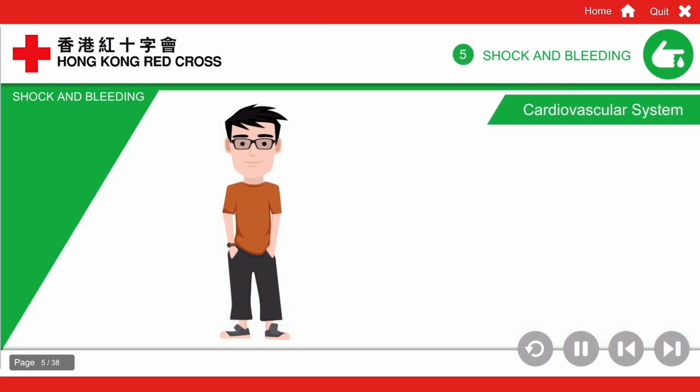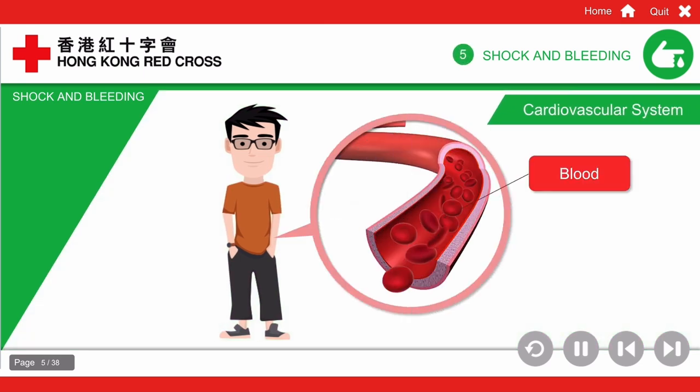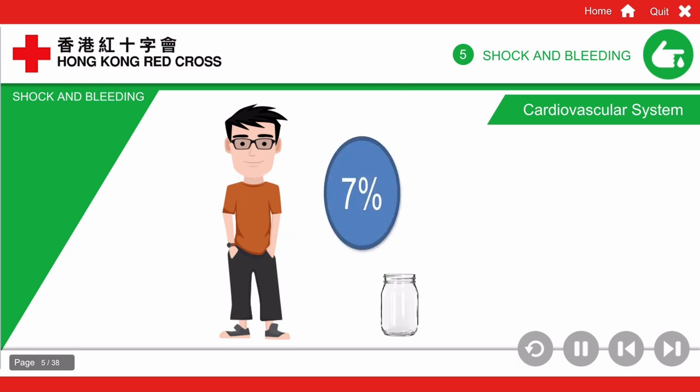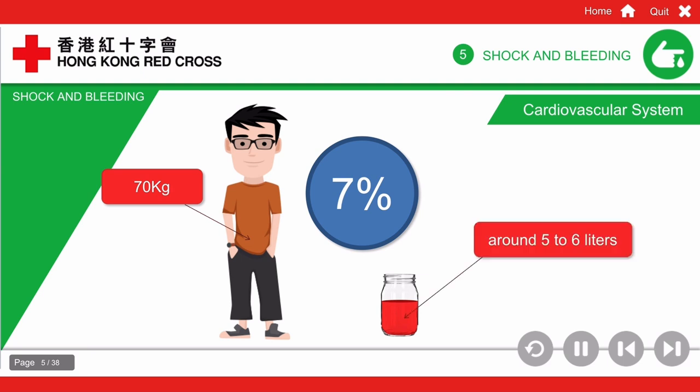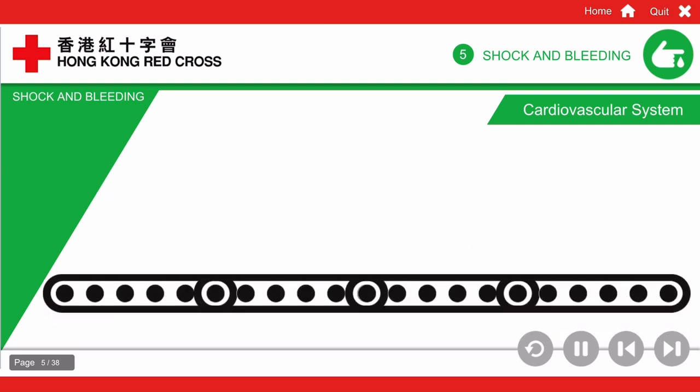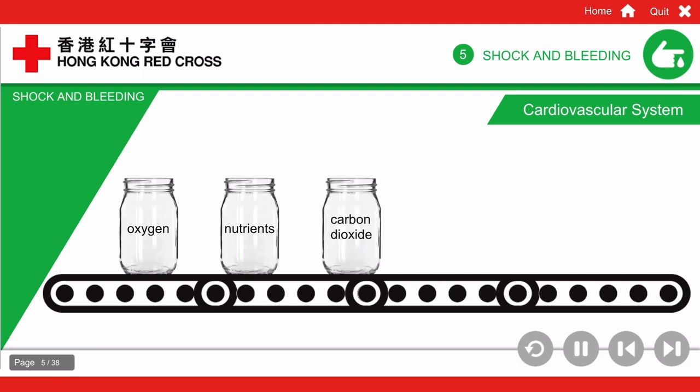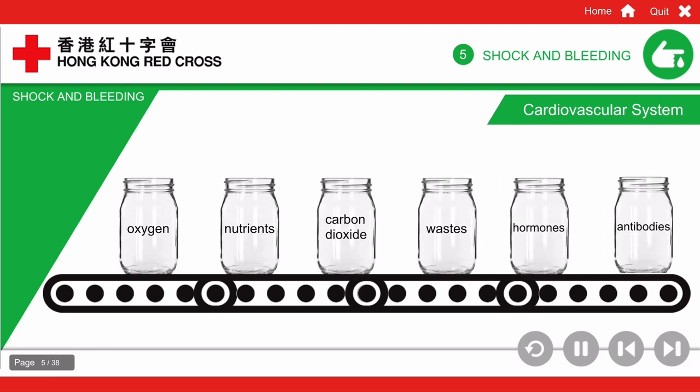After talking about the passage of blood, we'll move on to the transport medium, blood. Blood is what passes through blood vessels. It accounts for about 7% of the total weight of an adult. In other words, for a 70-kilogram adult, the blood volume will be around 5 liters. In general, blood volume of an adult would be around 5 to 6 liters. Its major functions are to transport oxygen and nutrients, carbon dioxide and wastes, hormones and antibodies, as well as fighting against infection.